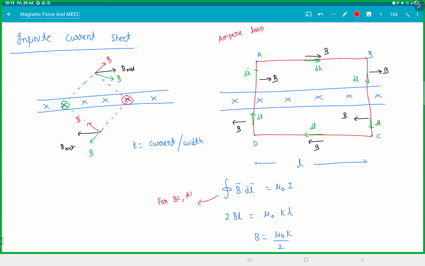For BC and AD, B is perpendicular to dl. For AB and CD, B is parallel to dl. There. The proof was so easy, right? There was no big integration, nothing. That is the advantage of Ampere's law. It really gives you the answer pretty neatly and fast. But the headache, the moment the shape is not symmetrical or not infinity, you're gone. So it has its own limitations. So it works under certain conditions. Clear with this?